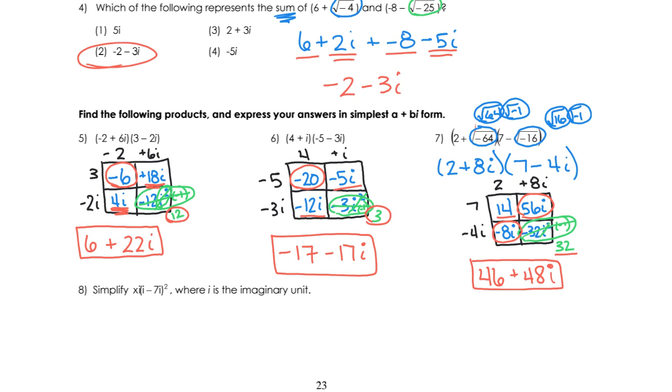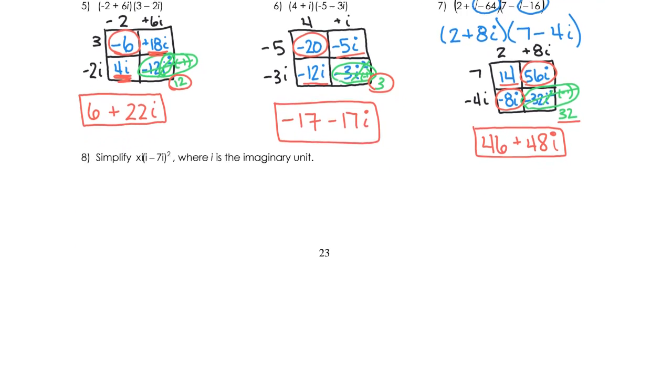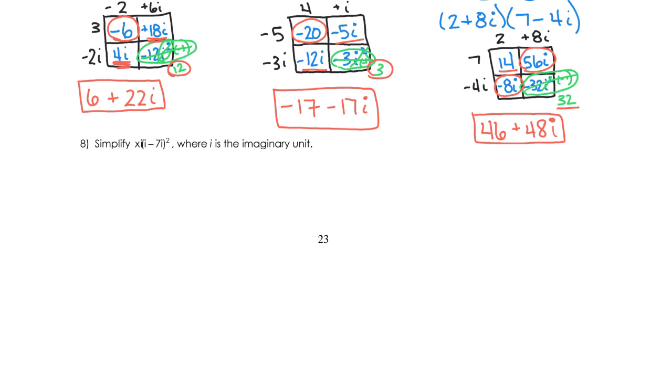So let's go ahead and go down. And we got one more on the side. And then we will go to the back side of our notes. Number 8 says simplify xi times (i minus 7i) all squared, where i is the imaginary unit. Okay. All right. So this is what they want me to simplify.